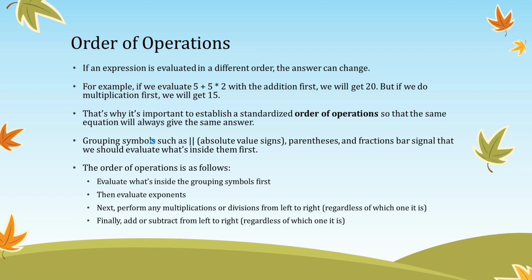The order of operations is as follows. We evaluate grouping symbols first, then we evaluate exponents, then we perform multiplications or divisions from left to right, regardless of which one it is. That means if there's a division sign to the left of the multiplication sign, we do the division first. But if there's a multiplication sign to the left of the division sign, we do the multiplication first. And then finally we do addition or subtraction from left to right, the same idea as multiplication and division.